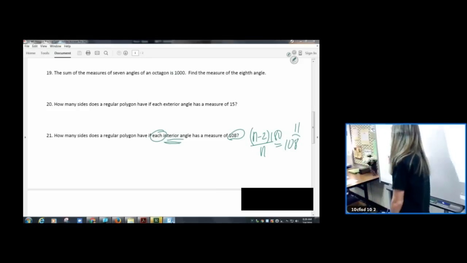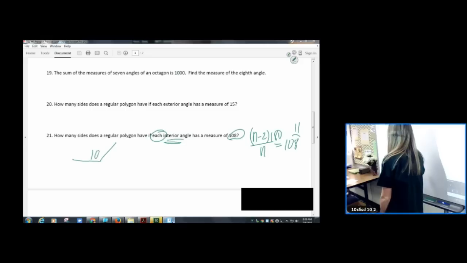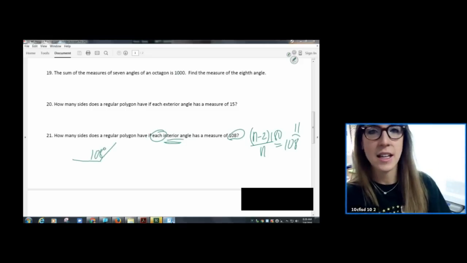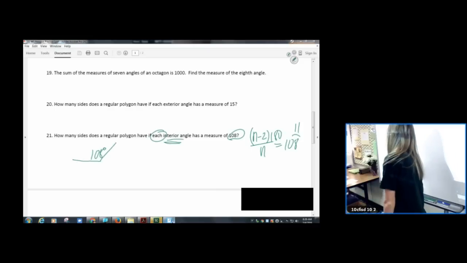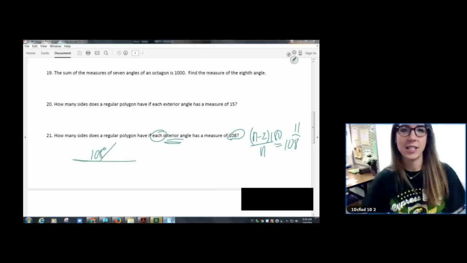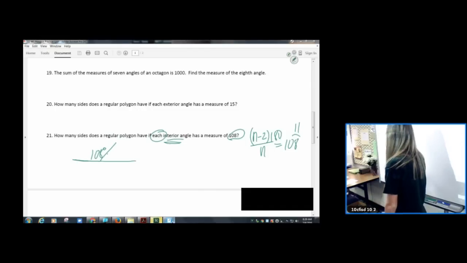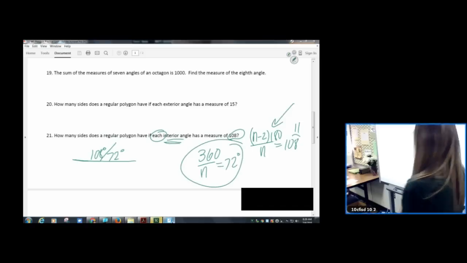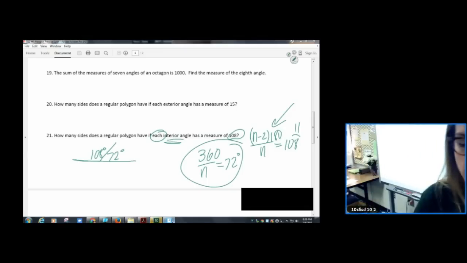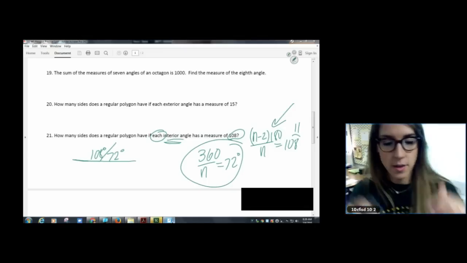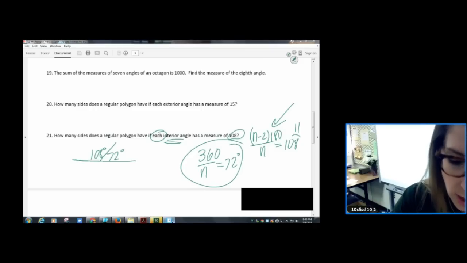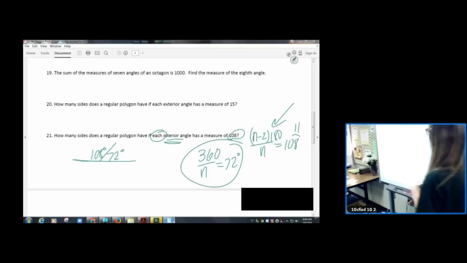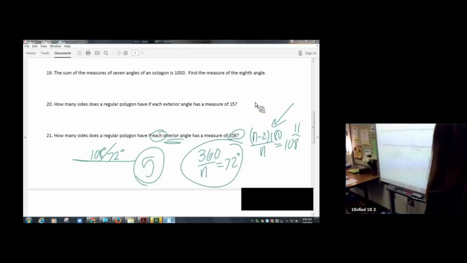Okay, so instead we know that every interior angle is a linear pair with its adjacent exterior angle. So I know that this is 72. I would much rather solve this one than that one. So we convert it from interior to exterior, then we do 360 divided by 72, and we realize it was a pentagon all along. 5 sides. Okay.